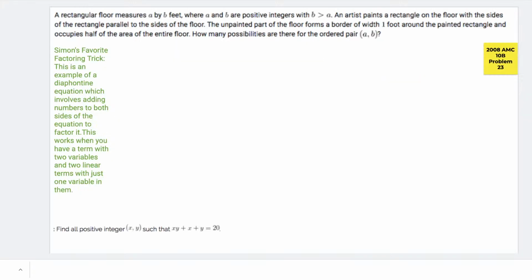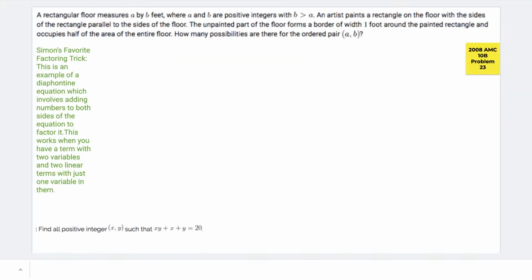So on the AMC 10 and 12, one important concept is Simon's Favorite Factoring Trick, and it's an example of a Diophantine equation, and we covered that concept yesterday, and you're going to think they're both pretty similar. You can identify Simon's Favorite Factoring Trick when you have one term which is basically two variables multiplied, and then two linear terms which are just two variables standing alone. If that's the case, then you can use Simon's Favorite Factoring Trick.